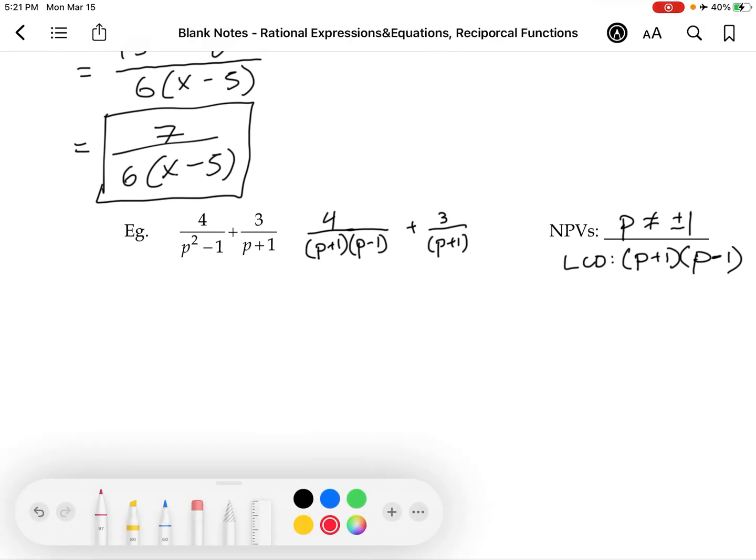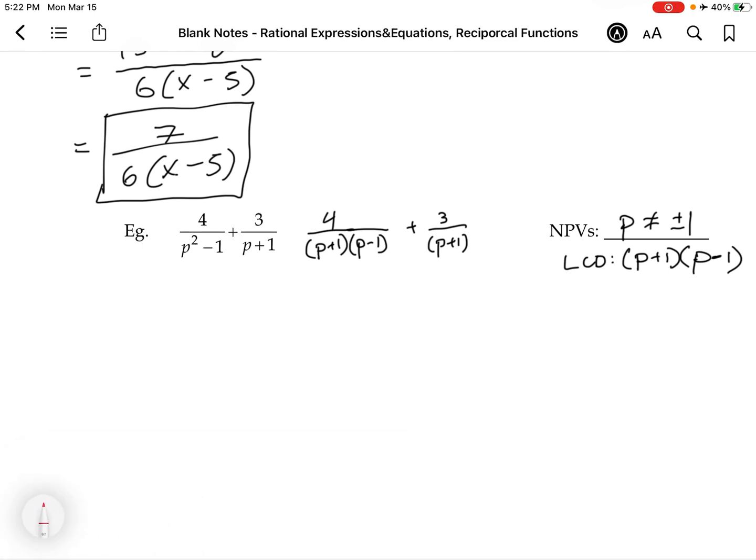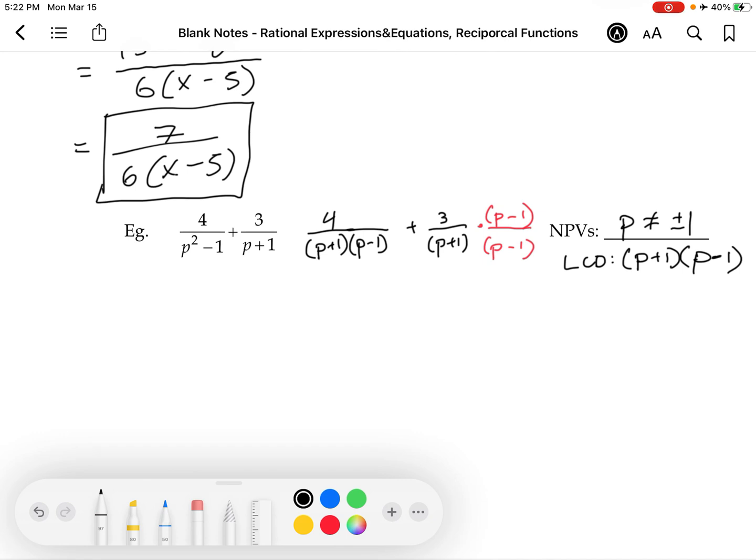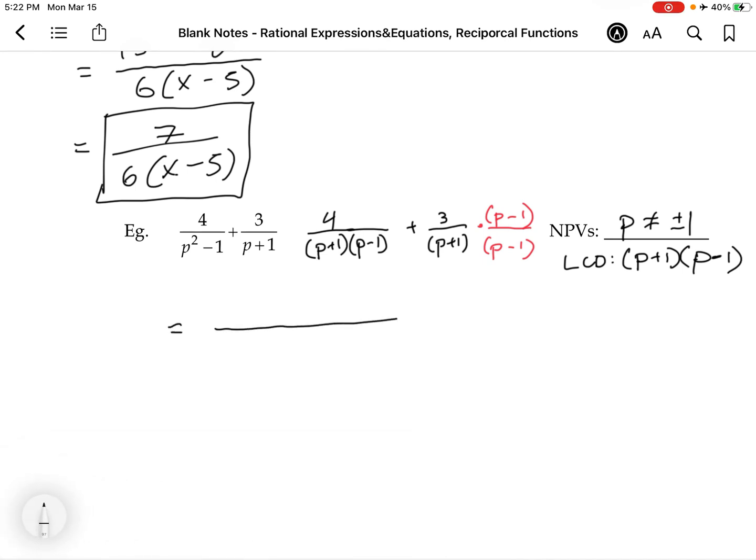Now in terms of achieving that least common denominator, my first rational expression already has it, so I don't need to worry about that. I only need to worry about the second one. And the factor that's missing from this denominator is the p minus 1. So I'm going to multiply that by p minus 1 over p minus 1. Now I can just simplify. So now I have a single rational expression because my denominators are the same, so I can add or subtract the numerators.